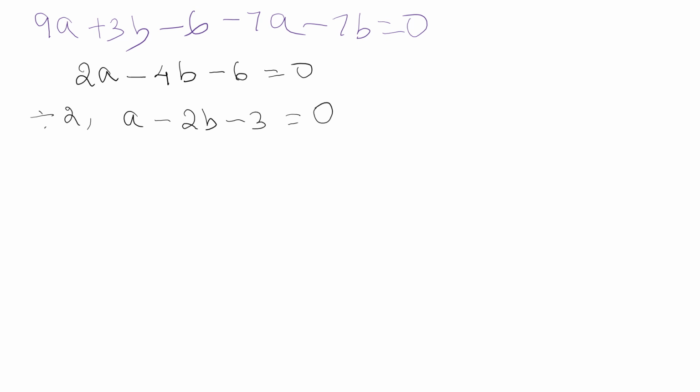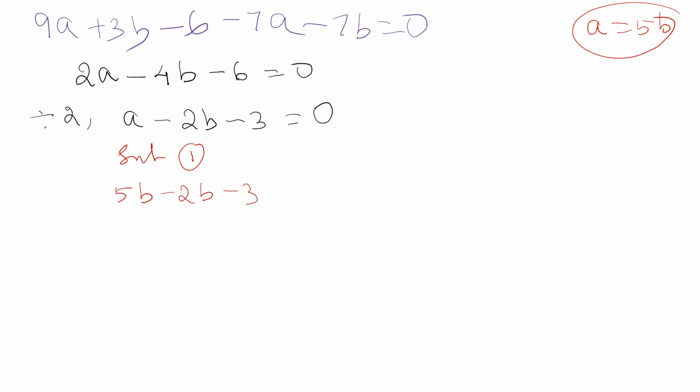Already we have calculated the first equation, a is equal to 5b. We are going to substitute the first equation here. So when you are substituting in the place of a, we are getting 5b minus 2b minus 3 equal to 0. So 5 minus 2 is 3b. 3b minus 3 equal to 0. So if you shift this, you get 3b is equal to 3. So the value of b is 3 by 3, that is equal to 1.